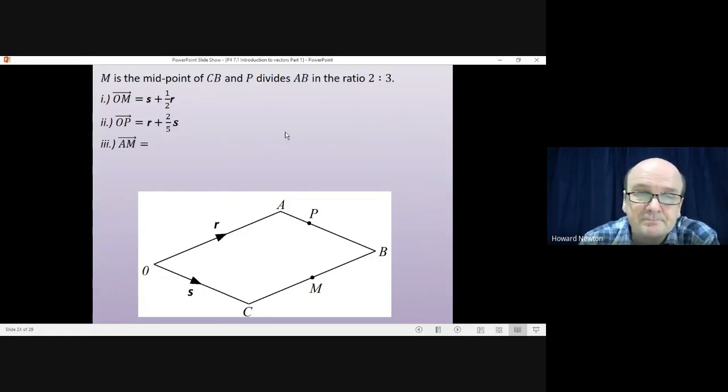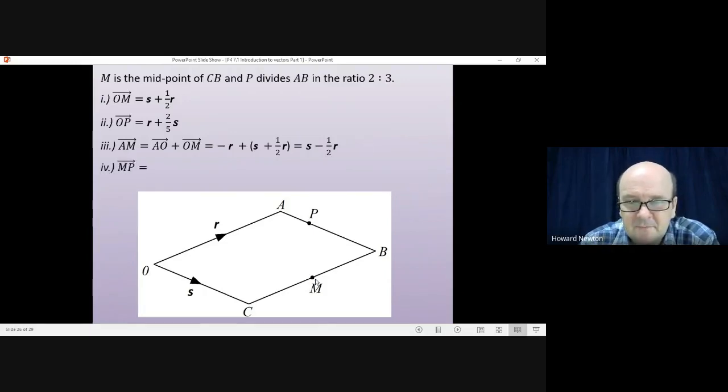To get from A to M, the route I'm going to take is from A to O, and then O to M. And the reason why I'm doing that is A to O is easy, that's just minus R, and O to M I already know, I've worked it out. So A to O is minus R, and then from O to M, it's the answer I worked out here, S plus a half R. And you add vectors just like you would do with any normal algebra, so that does tidy up to give us S minus a half R.